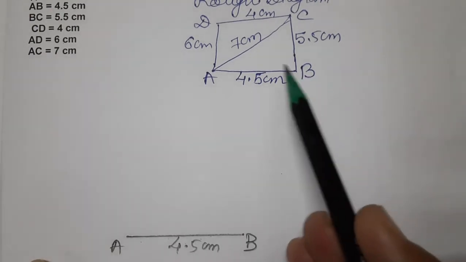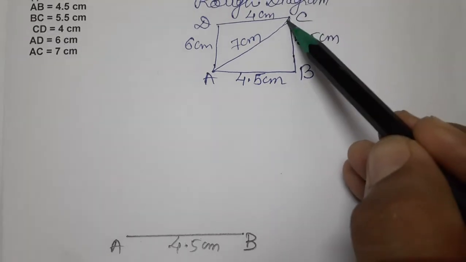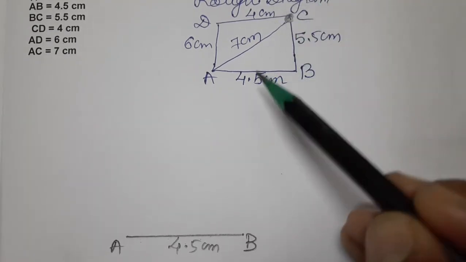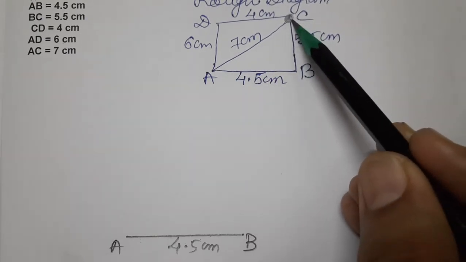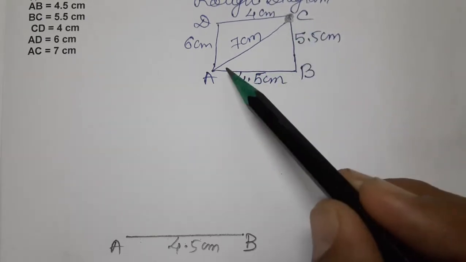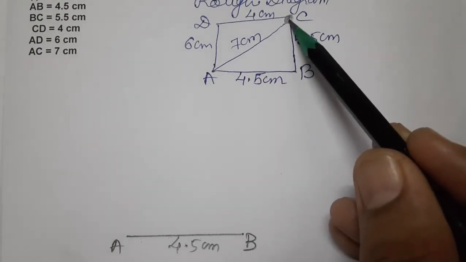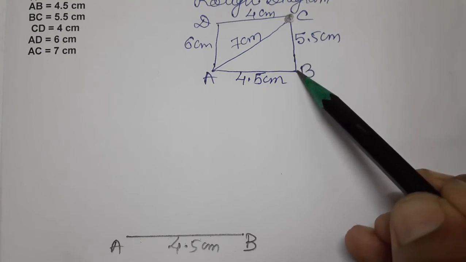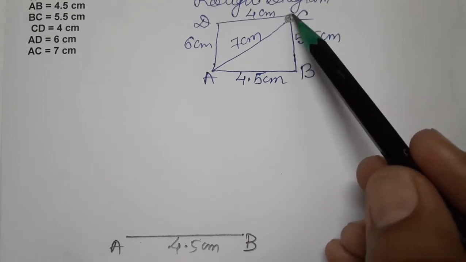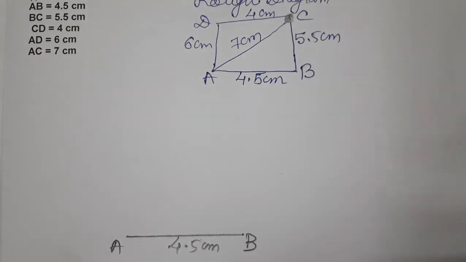Now see children, take that point C. Now we have to make the arcs A to C and B to C. Our next point of working is C. We will take arc radius 7 centimeter and draw one arc from A, and we will draw another arc to intersect the previous arc. This arc is of measurement 5.5 centimeter. So let's do this.